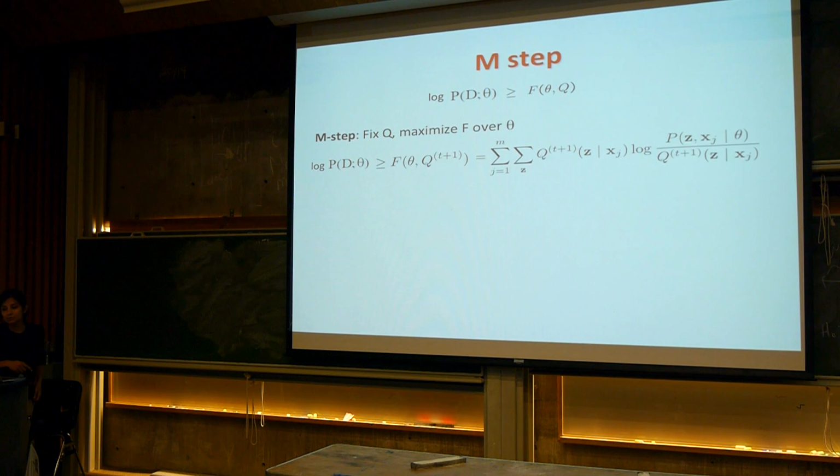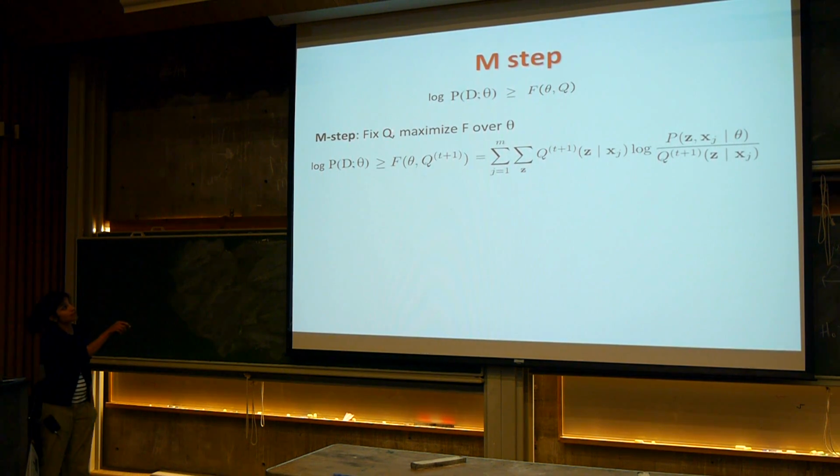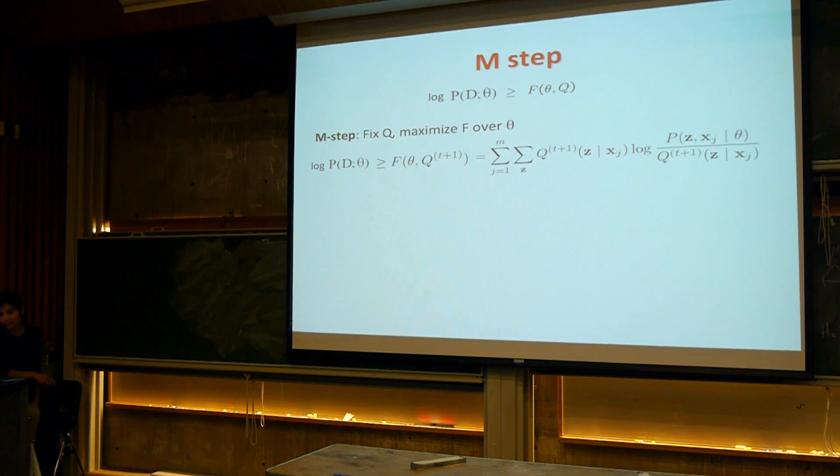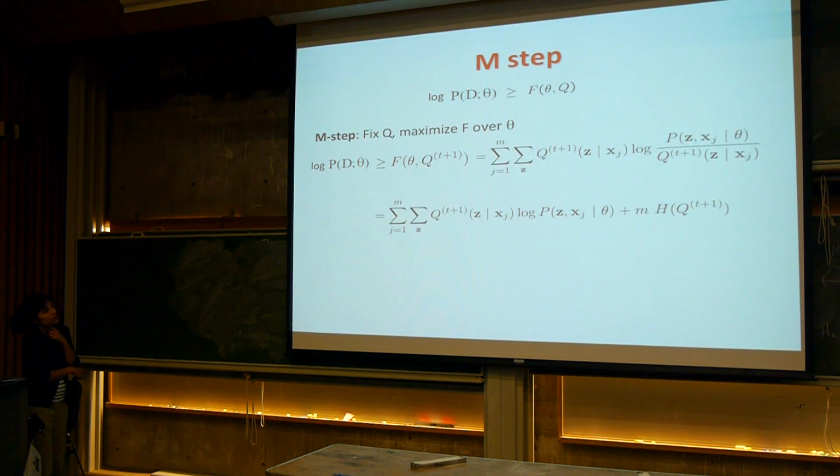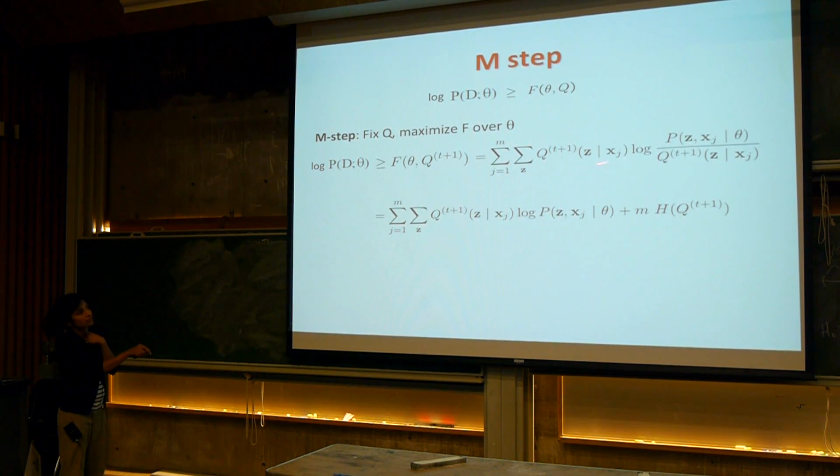Okay, so what about the M step? The M step now fixes Q at the value we just computed, Q t plus 1, and we are now going to maximize f over theta. So here's just rewriting f again, this time writing Q as Q t plus 1 because we are going to hold that fixed, and we are leaving theta as is because that's what we will maximize over. And now we'll use a rewriting trick: thinking of this as log of a over b, we wrote it as log a minus log b.